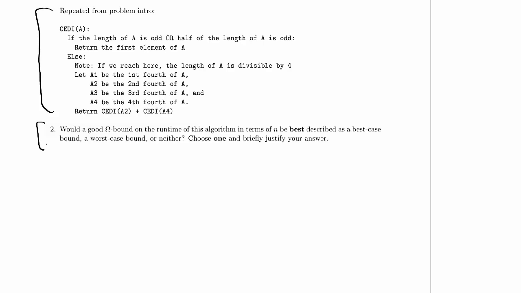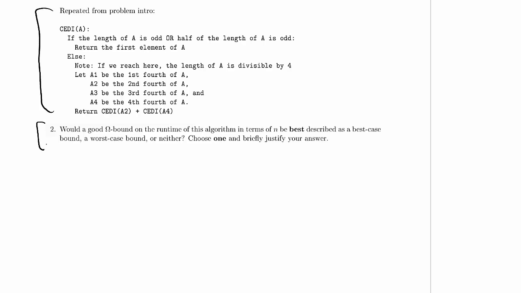So an omega bound in general is a lower bound. It could be a lower bound on the best-case performance of an algorithm. It could be a lower bound on the worst-case performance. It could be a lower bound on something else: average-case performance, amortized performance, expected performance, lots of other things. So this is a little bit of a strange question on the face of it, because generally speaking, an omega bound can be on the best case, it can be on the worst case. So this is probably trying to get at some sort of misconception people might have about omega bounds. People often think omega bounds only apply to the best case.